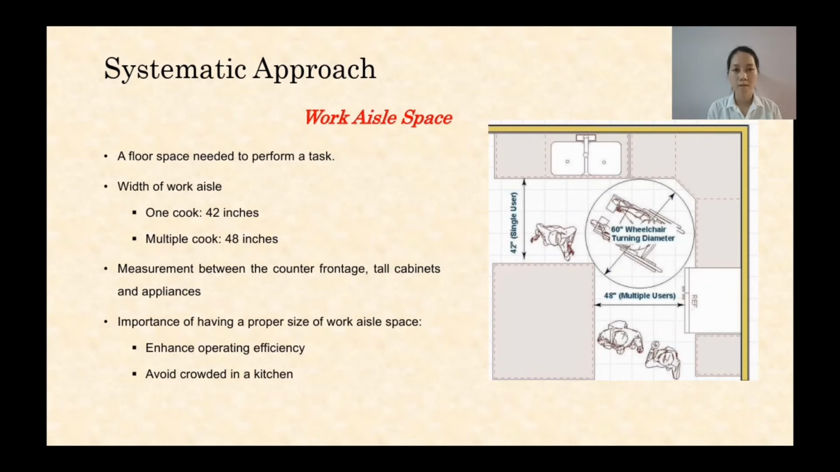So for the workout space, a workout space is the floor space needed to perform a task. The width of the workout space should be 42 inches for one cook and at least 48 inches for multiple cooks. Measurement is done between the counter frontage, tall cabinets, and appliances. The proper size of a workout space is important to enhance operating efficiency and also avoid crowding in the kitchen, because staff make preparations in large quantity, so they will need a big space to perform it.